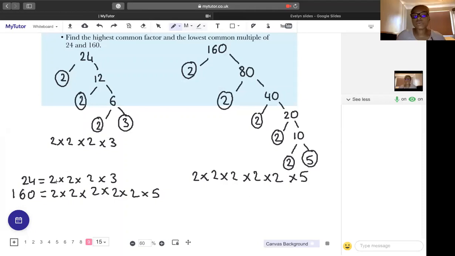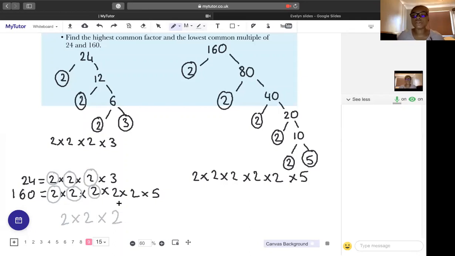In 24, we have a 2, and we also have another 2 in 160. So we can circle these two and write a 2 at the bottom. The important thing to remember is not to write two 2s. We write one 2 because we know that there's a 2 common in both of them. The next one, we know there's another 2 in 24 and another 2 in 160 that's also common. So we can multiply this 2 with another 2. And then if we look again, there's a final 2 which is common in both of them, so we can write down the last 2 at the bottom.